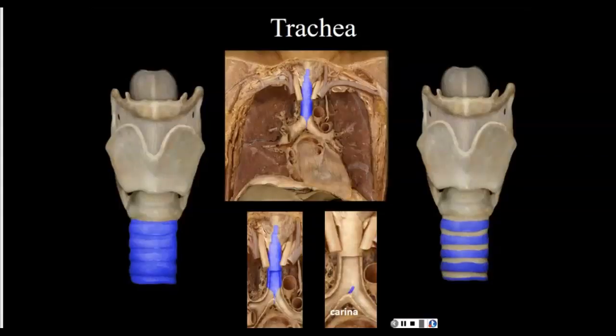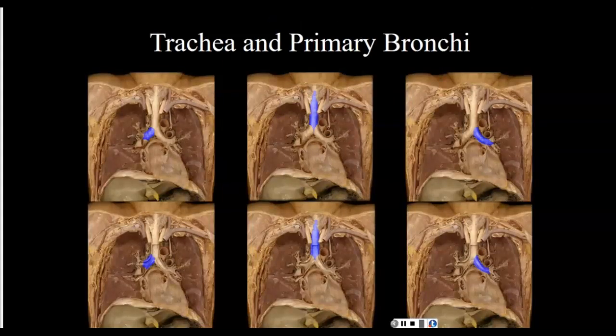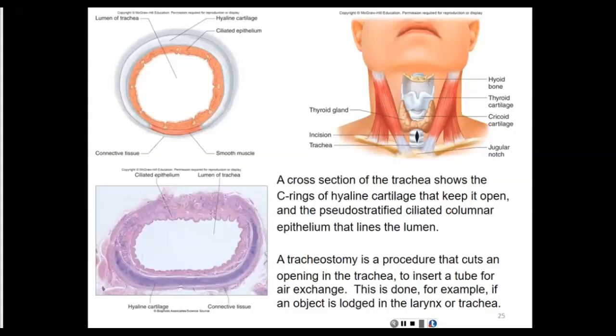Here is what they look like. And then our bronchi as they branch. A cross-section of your trachea will show that C shape of hyaline cartilage, as well as the pseudostratified ciliated columnar epithelium.